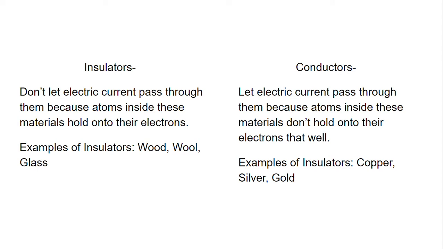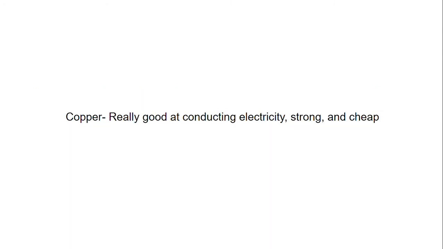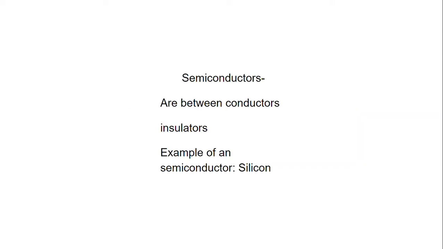Conductors are the opposite. The atoms inside conductors get rid of their electrons easily, so they let current pass through them. Examples of conductors are silver, copper, and gold. That's why so many wires are made from copper. It's really good at conducting electricity, and also because it's strong and it's fairly cheap. There's also semiconductors, which are in the middle of conductors and insulators. An example of a semiconductor is silicon.